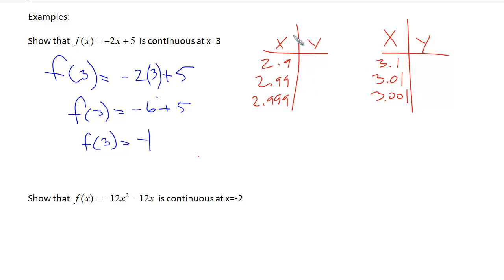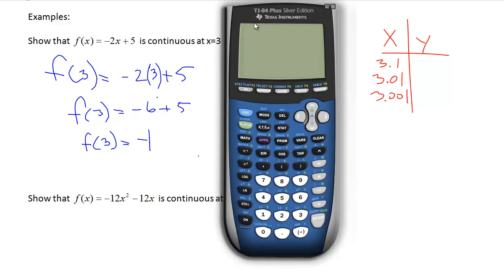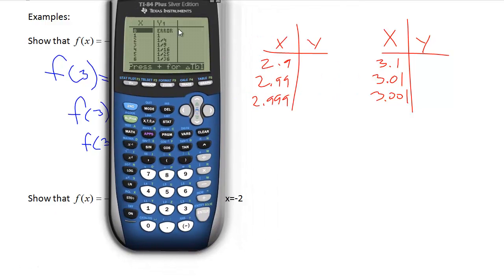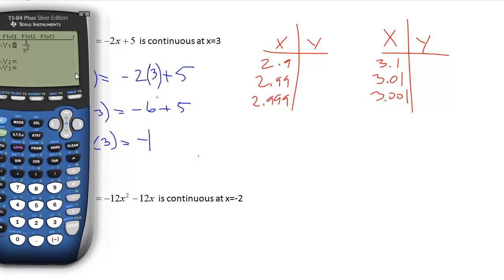So I'm going to evaluate these. As my x value gets closer and closer to 3, my output value should be getting closer and closer to negative 1. And we'll use our calculator to aid us in that. To reduce some of the work, I can put this into my y equals. We can take a quick look at the graph. We should know that this is linear, and I see it certainly does appear to be continuous.